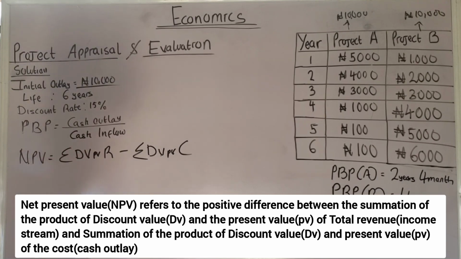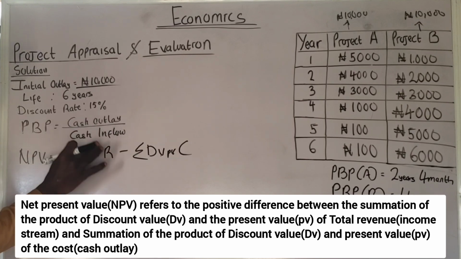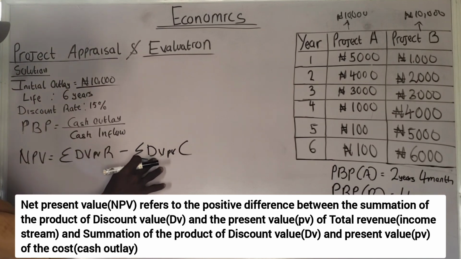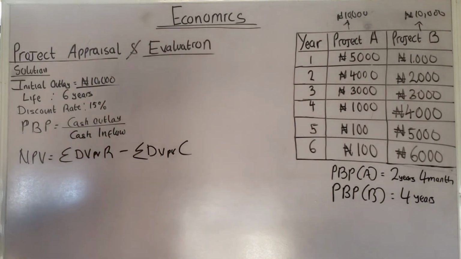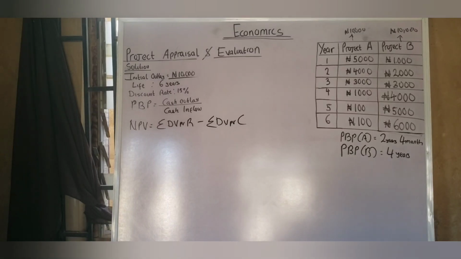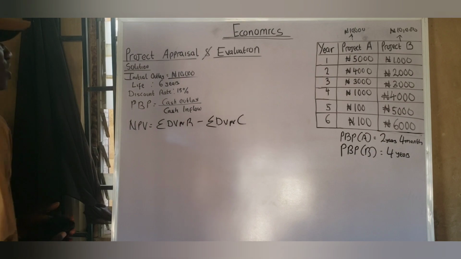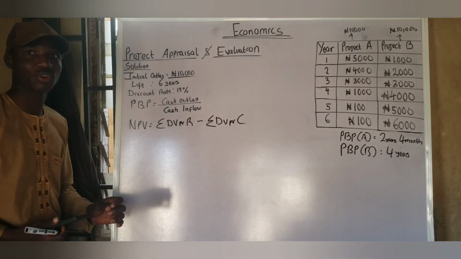Because I need a table to calculate the summation of the product of the discount value and the present value of the revenue, and the discount value and the present value of cost. Now you'll be asking, what do you mean by revenue? Revenue is the cash streams. You understand? Income stream is the revenue. The income streams, the cash inflow, is what we call the revenue.